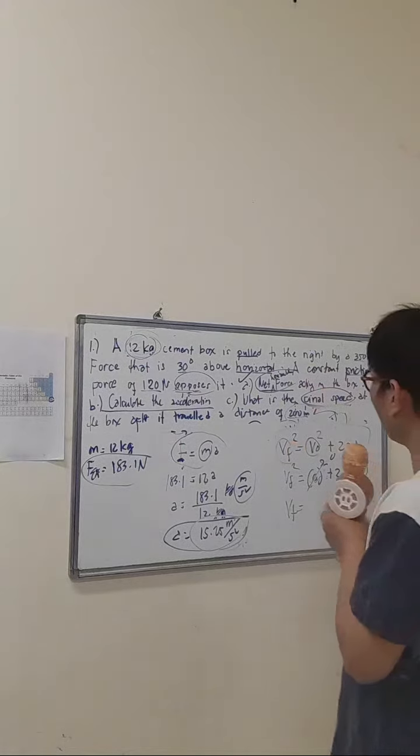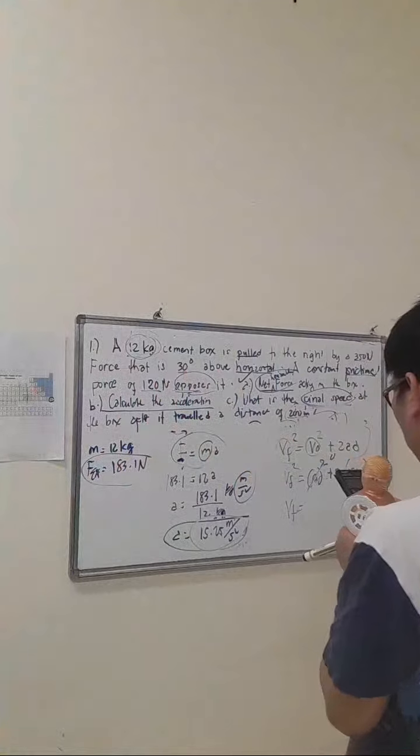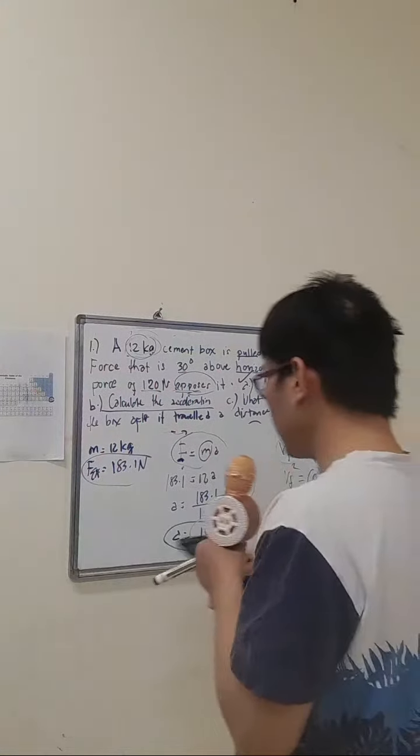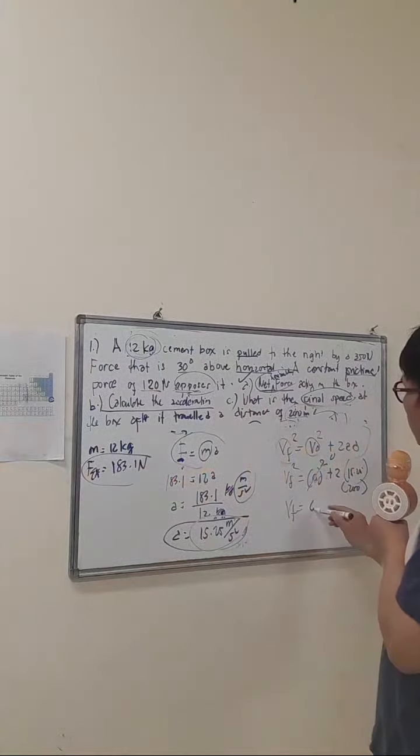Now, calculate that one. 2 times 15.25 times 200 is equal to 6,103.33.